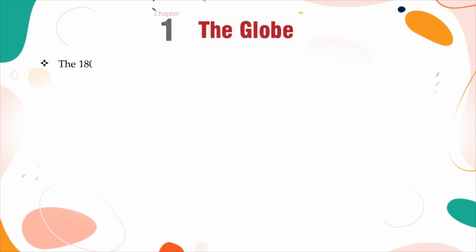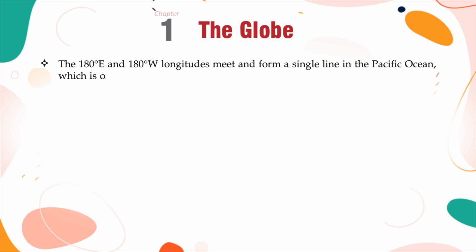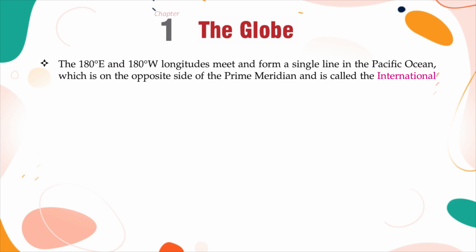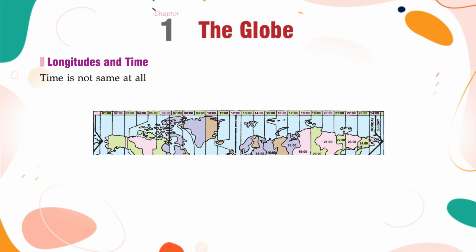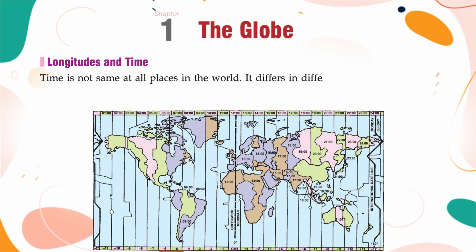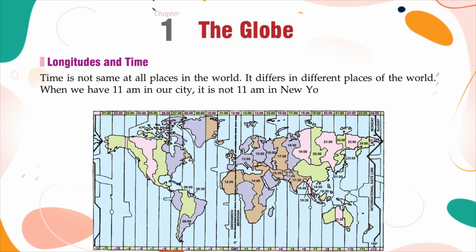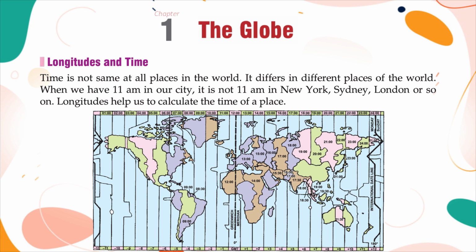The 180 degrees E and 180 degrees W longitudes meet and form a single line in the Pacific Ocean, which is on the opposite side of the prime meridian and is called the International Dateline. Longitudes and time. Time is not the same at all places in the world. It differs in different places of the world. When we have 11 a.m. in our city, it is not 11 a.m. in New York, Sydney, London, or so on. Longitudes help us to calculate the time of a place.